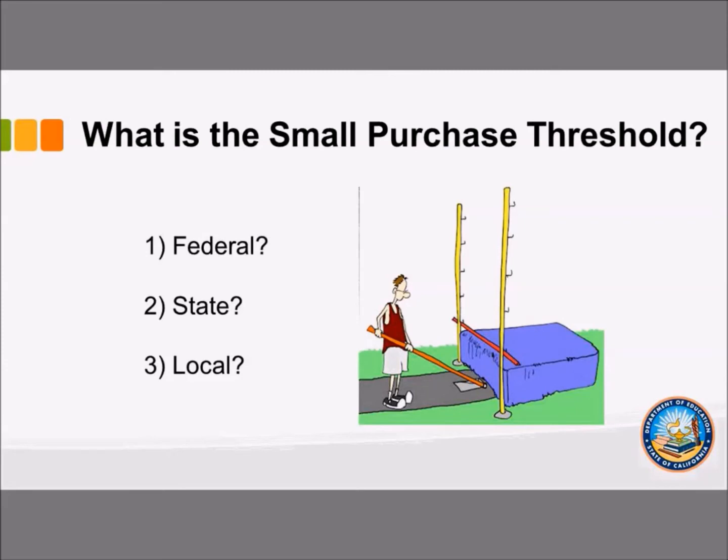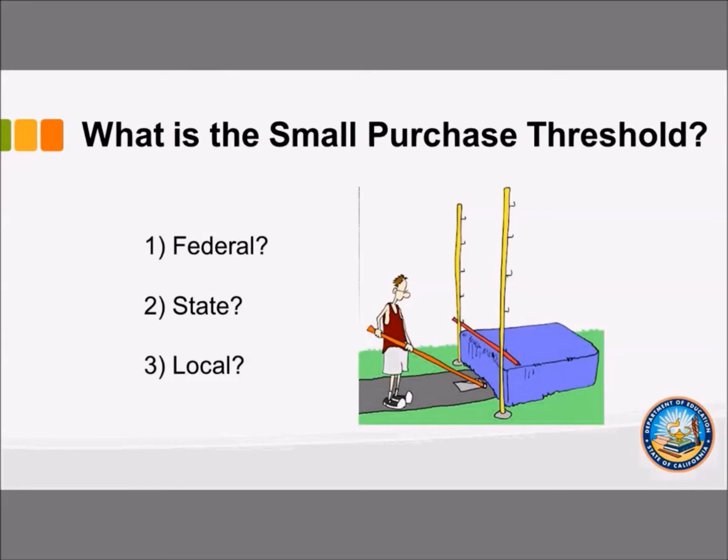Therefore, single purchase transactions equal to or less than $3,500 are considered a micropurchase unless you choose to follow the small purchase method. Agencies must follow the small purchase method when their single purchase transaction falls below the small purchase threshold. What is the dollar amount of the small purchase threshold, Lori?